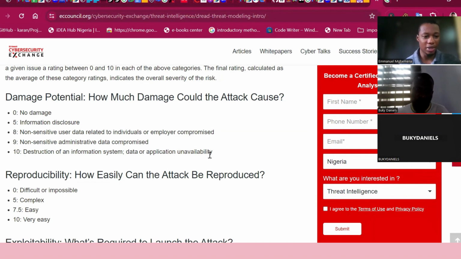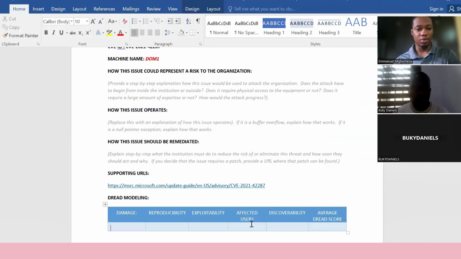So I'm looking at assigning it a 10, because if they gain access, it could destroy the entire information system and data, or they could take down any application or cause application unavailability. I think any score from 5 to 10 would suffice, but 10 being the highest, I think 10 should be it for the damage it will cause. So I think assigning 10 will not be bad. But then again, it can be anything but 0.